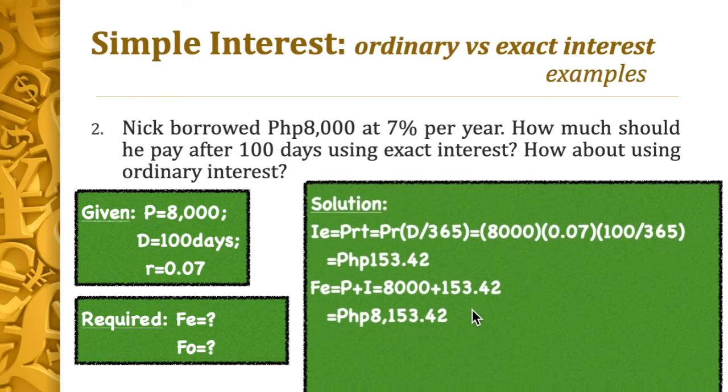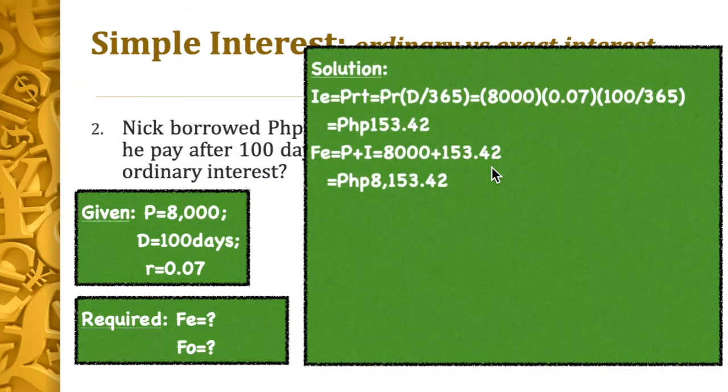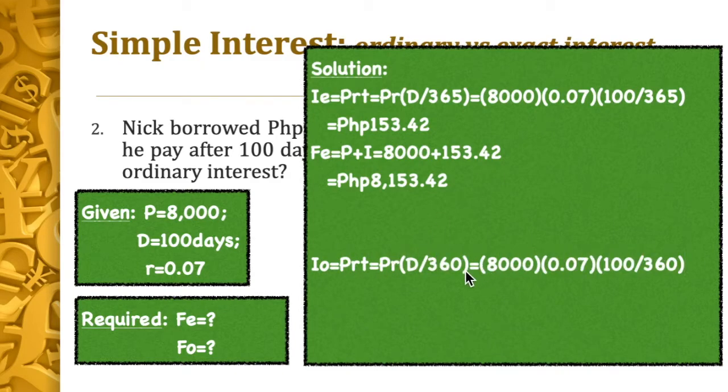Let's move this up a bit so that we can write. How about for the I sub O, or for the ordinary interest? For the ordinary interest, everything is the same except that the denominator is 360 instead of 365. Let me change that in the calculator. And what we have is 155 pesos and 55555 actually. But let's round it up to the nearest centavo, so that's 56.